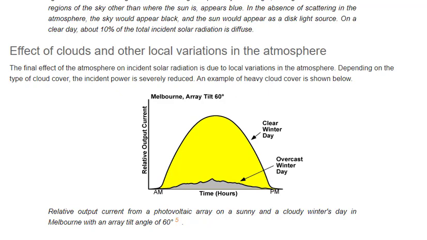Effect of clouds and other local variations in the atmosphere. The final effect of the atmosphere on incident solar radiation is due to local variations in the atmosphere. Depending on the type of cloud cover, the incident power is severely reduced. An example of heavy cloud cover is shown below. Relative output current from a photovoltaic array on a sunny and a cloudy winter's day in Melbourne with an array tilt angle of 60 degrees.